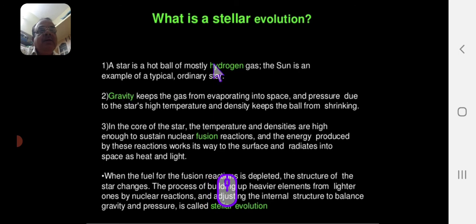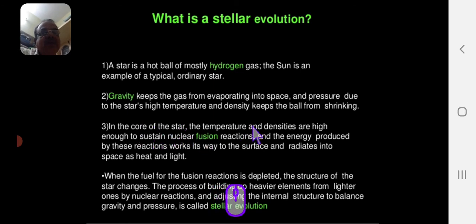A star is a hot ball of mostly hydrogen gas. The sun is an example of a typical ordinary star. So here what happens? Gravity keeps the gas from evaporating into space, and pressure due to the star's high temperature and density keeps the ball from shrinking. So due to gravity and the hydrogen gas, what happens? A shrinking ball is formed.